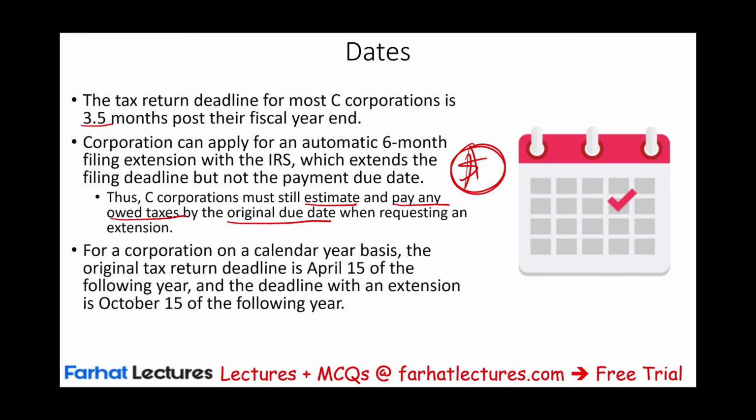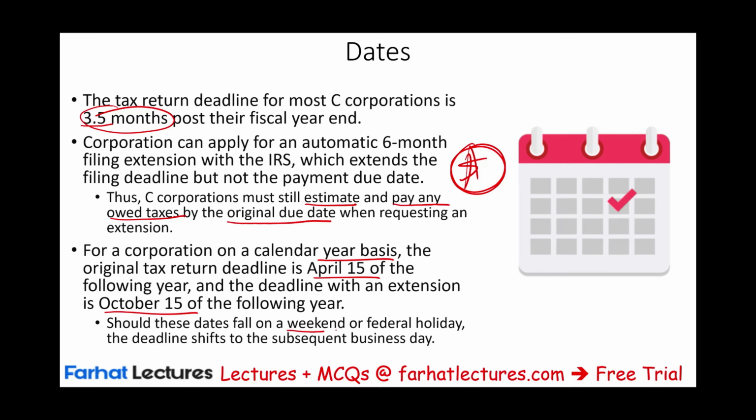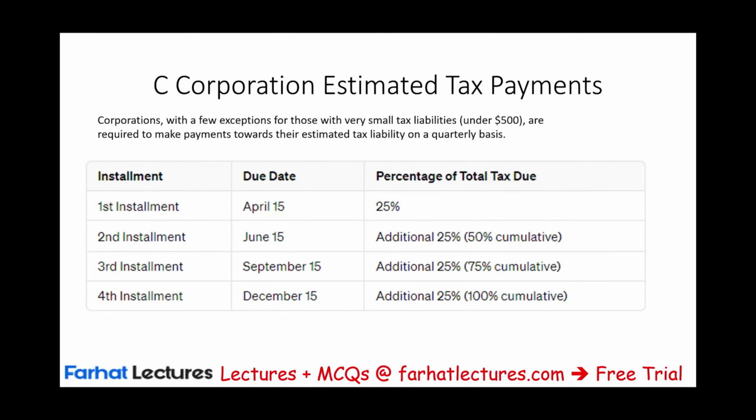So for a corporation on a calendar year basis, April 15th is 3.5 months after its year end, and with an extension of 6 months, it will be October the 15th. Now, assuming these dates fall on a weekend or a federal holiday, the deadline shifts to the subsequent business day. On the next slide, we're going to look at important payment due dates.